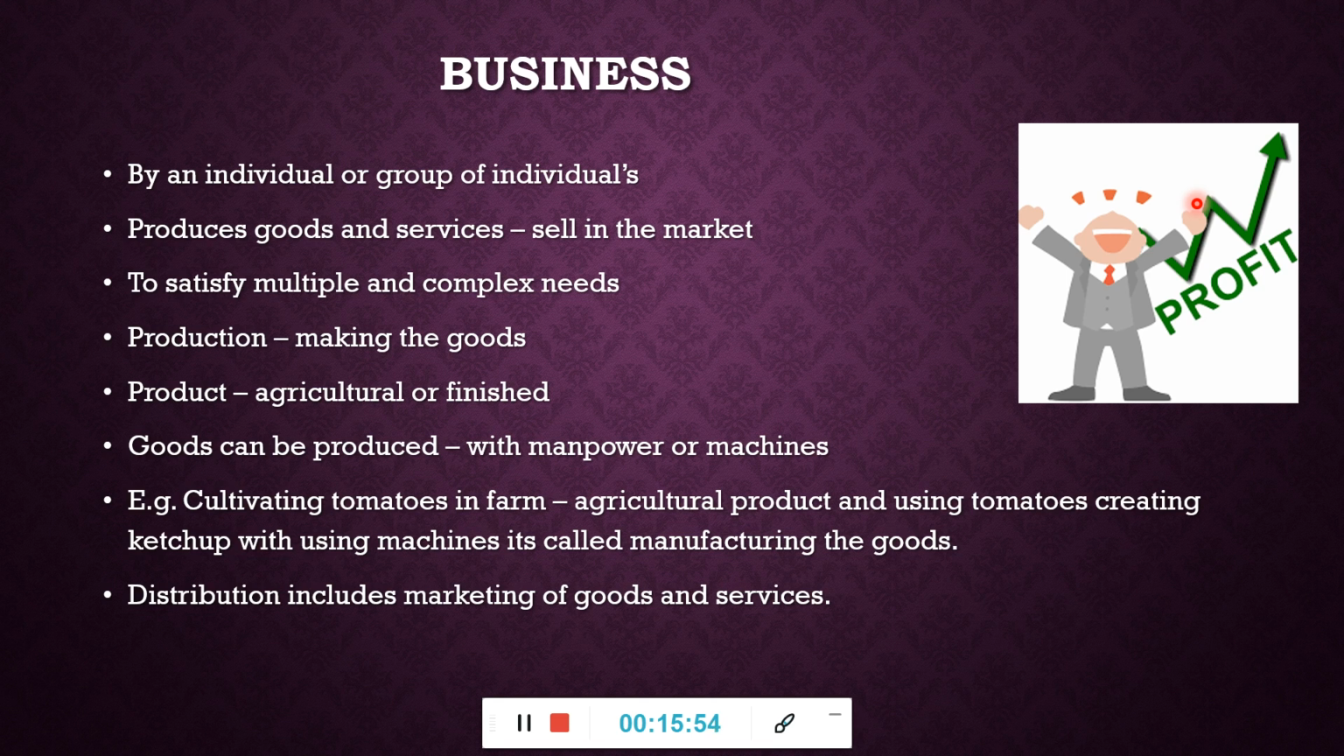यहाँ तक सबको समझ में आया. Now goods can be produced with manpower or machines. गुड्स बनाने के लिए आप मैन पावर यानी ह्यूमन बींग का भी हेल्प ले सकते हो, or nowadays everyone is going to use big machinery. Next, I have written one example which I already gave you. Cultivating tomatoes in a farm, that you can call an agricultural product, and using tomatoes to create ketchup using machines is called manufacturing of goods.